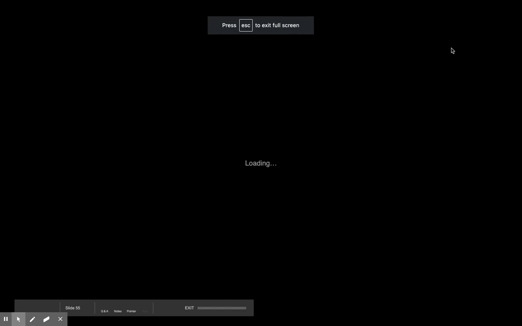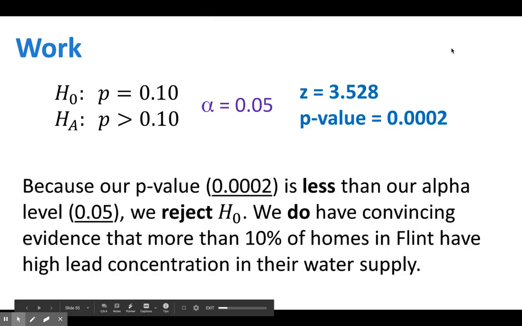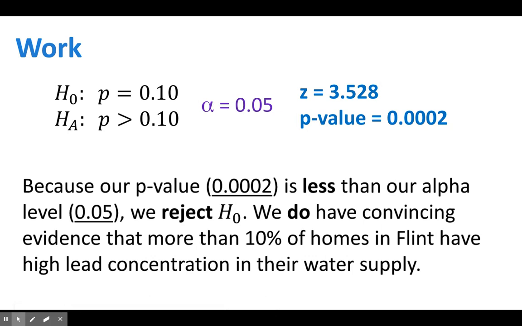So for this, because our p-value of 0.0002 is less than the alpha value of 0.05, we reject the null. Remember, if it's small enough, you reject. We do have convincing evidence that more than 10% of homes in Flint have high lead concentration in their water supply.